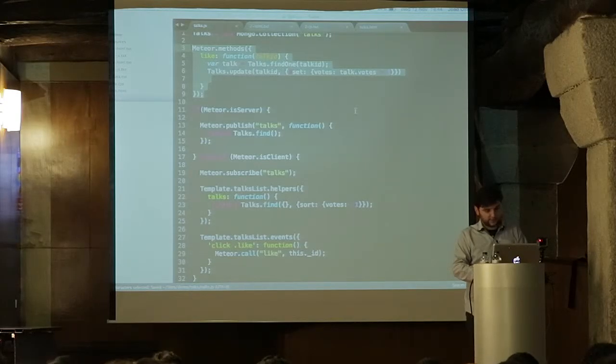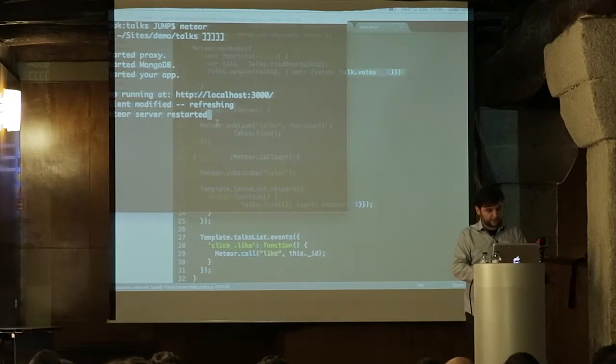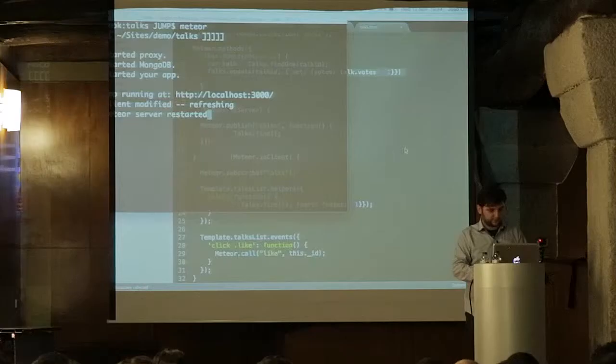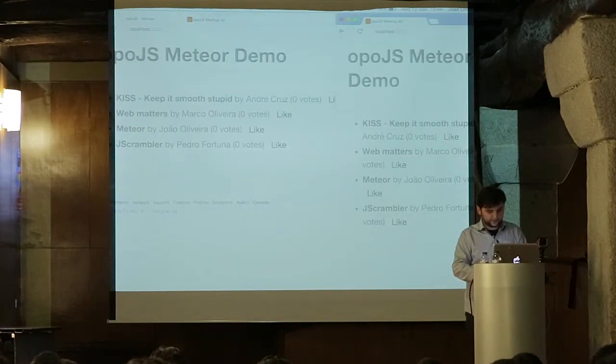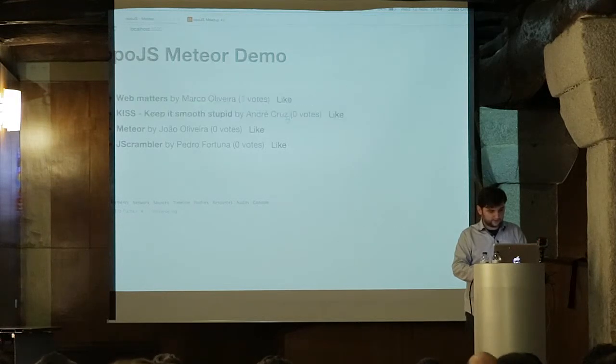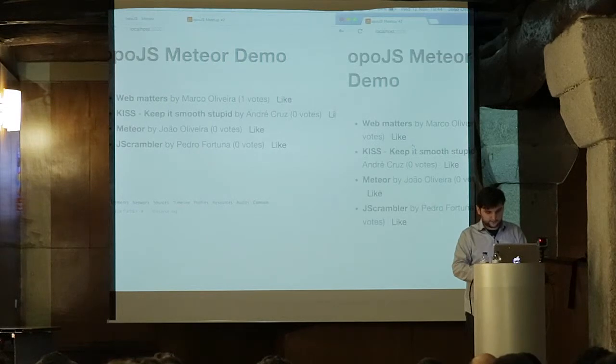Now, each time I save a Meteor file, it does something in the background called hot code push, which reflects instantly and pushes the code back to your app, both on the server side and the client side. Now I have a like button in both my clients, and I can start voting on the talks, and it will reflect.